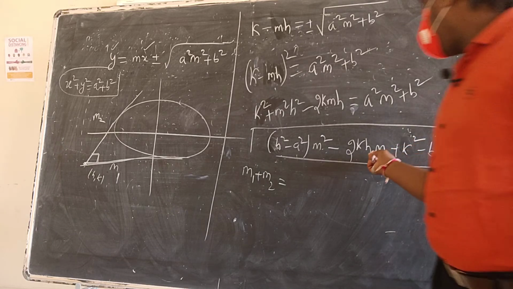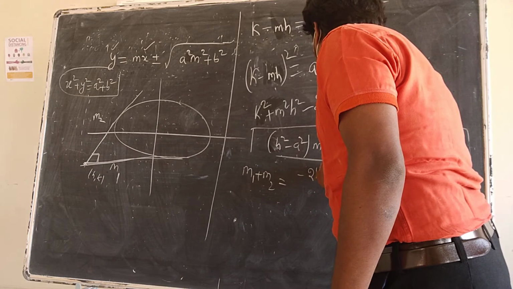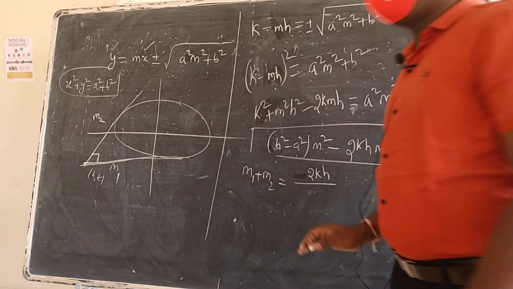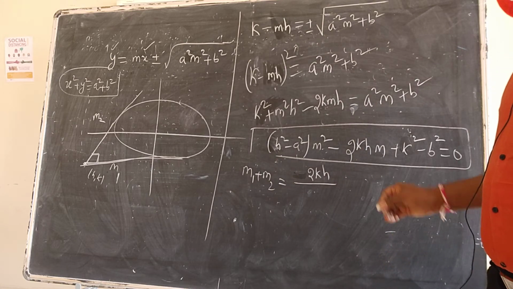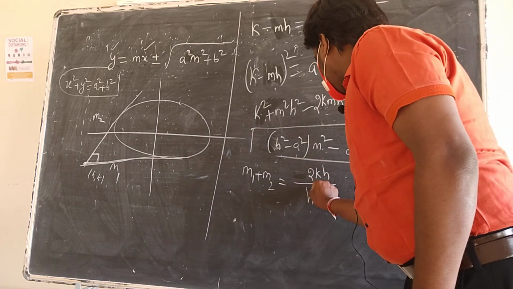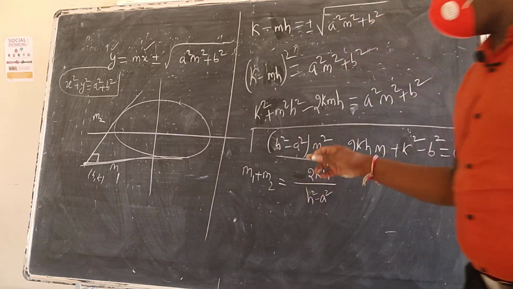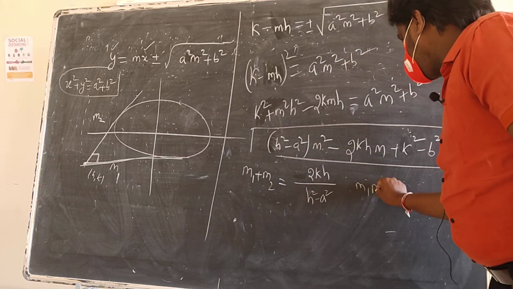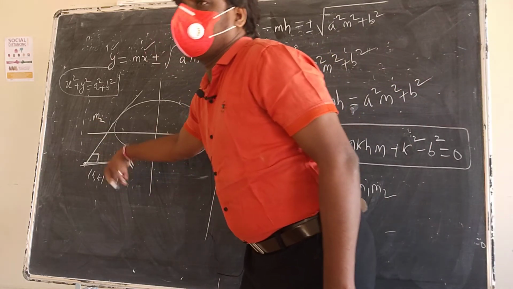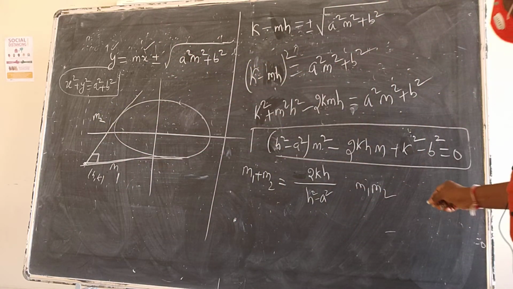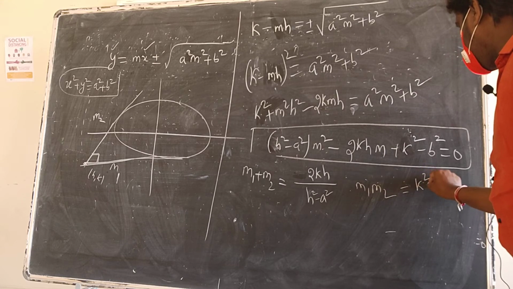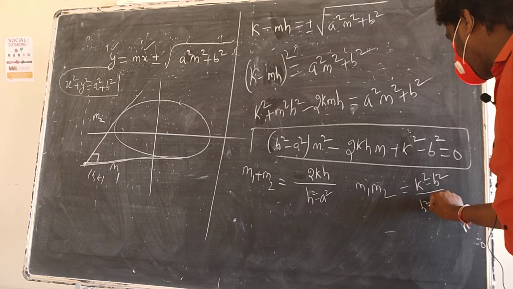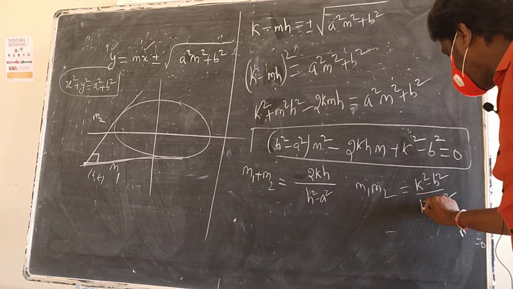Minus b by a. So what do I get here? Minus 2kh, minus b by a means plus, it becomes 2kh by h square minus a square. m1 plus m2 is this. What is the product of the roots? Means this one. What will I get here? c by a. What do I get here? k square minus b square by h square minus a square.